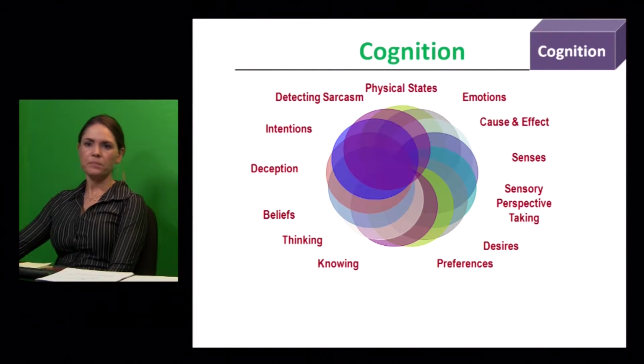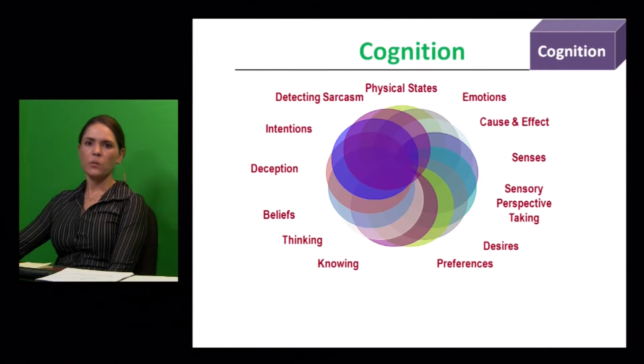So the assessment will need to be able to figure out if the child can identify, for example, another person's sensory perspective. So what can another person see and hear and so on. And that's actually very important because the assessment should also probably identify if the child's able to determine whether another person holds any particular knowledge.